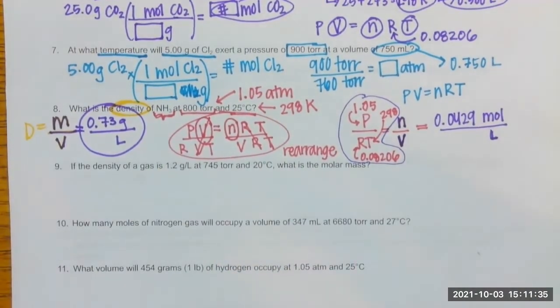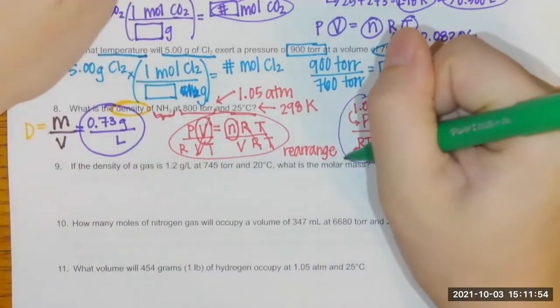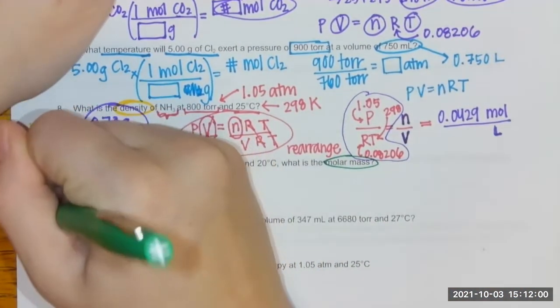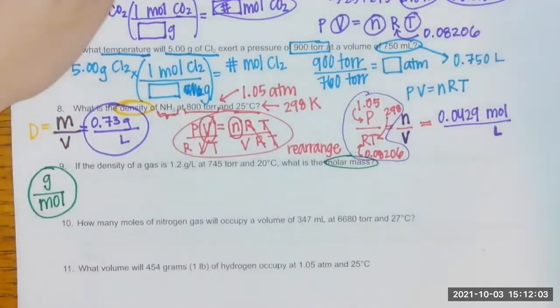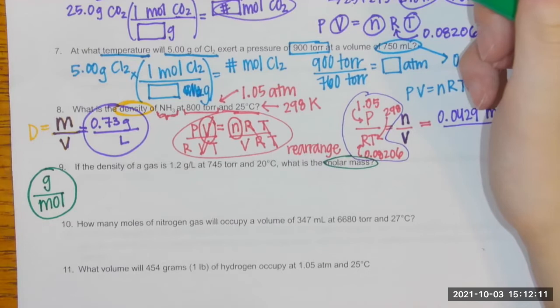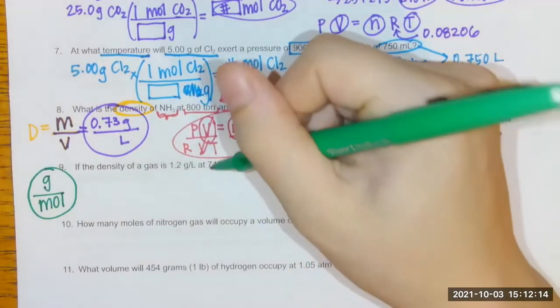Another density one. If the density of the gas is 1.2 grams per liter at 745 torr and 20 degrees Celsius, what is the molar mass? In this case, we're trying to find molar mass. The units for molar mass are grams per mole. This is what we're aiming for. We know that the density is 1.2 grams per liter. Okay, we'll use that in a moment.